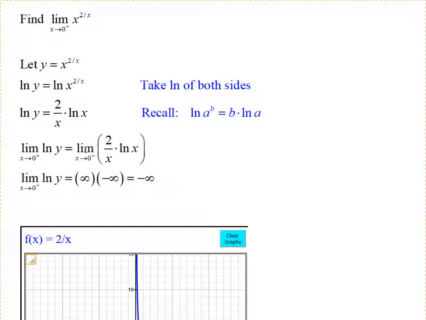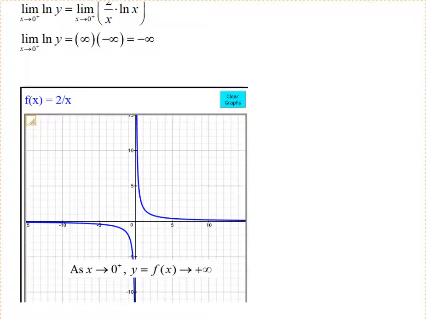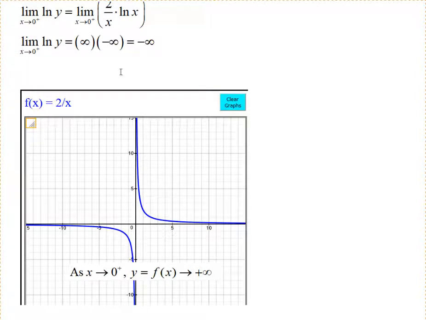So it's just going to be the limit of 2 over x times the limit of ln of x as x approaches 0. So as x approaches 0, 2 over x will approach infinity. We can look at the graph here and see the graph for 2 over x. This is the x-axis. So if we start on the right side here and move closer and closer to 0, we see that the graph is going to go infinitely up.